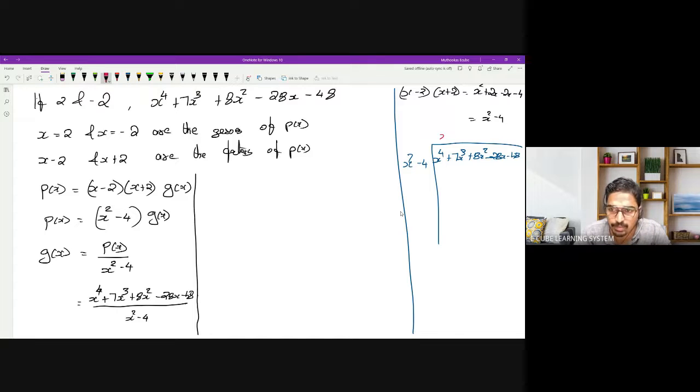The answer obtained will be x square plus 7x plus 12. On division, you will get x square plus 7x plus 12. That will be the answer. Okay. So we have g of x is equal to x square plus 7x plus 12. Now we will factorize this one.